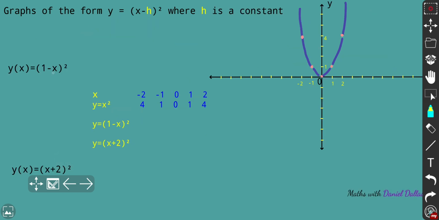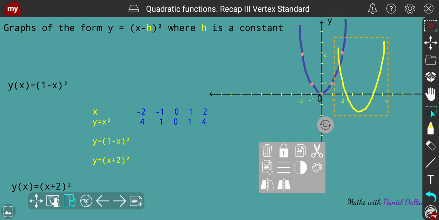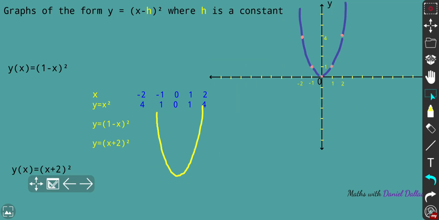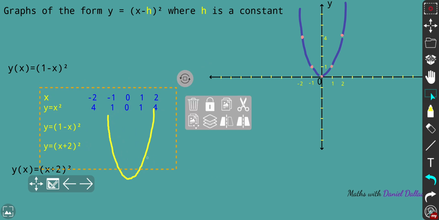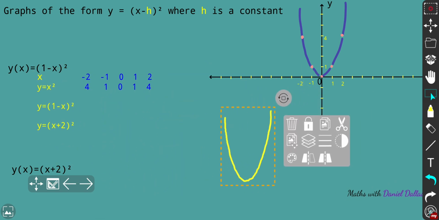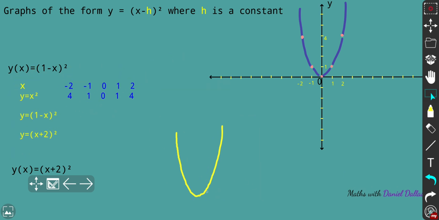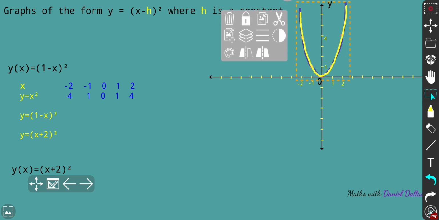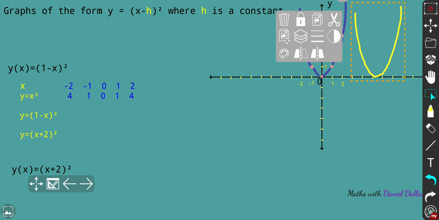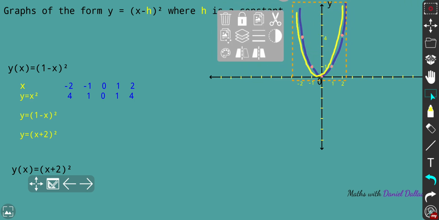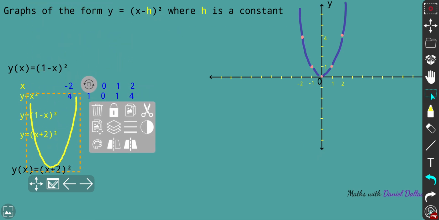Let's go next. And here we have a graph in the form x minus h, which is squared. So h is some constant. So what it means is that we're shifting our parabola simply some units to the right or some units to the left. So let's take this basic parabola, and what we're doing, we're shifting h units to the right horizontally or h units to the left. Okay, that's what's happening.